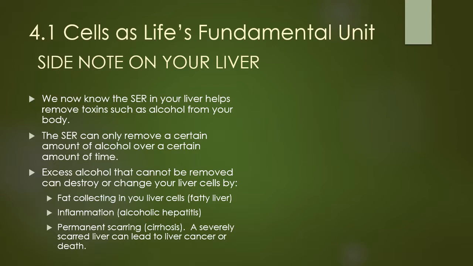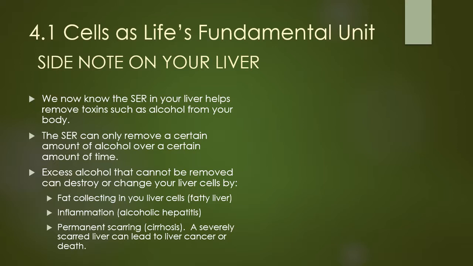So let's look at the smooth endoplasmic reticulum specifically in your liver. And we know that the smooth endoplasmic reticulum in your liver helps remove toxins such as alcohol from your body. But the smooth endoplasmic reticulum, just like any machine processing anything, can only go at a certain speed and remove a certain amount of alcohol over a certain amount of time. The excess alcohol that can't be removed can destroy or change your liver cells in 3 different ways.